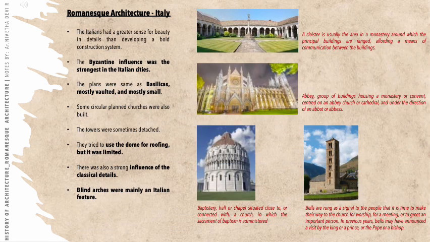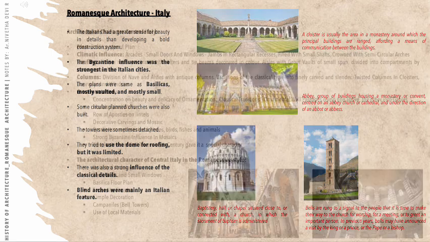The Italians had a greater sense for beauty in details than developing a bold construction system. The Byzantine influence was the strongest in the Italian cities. The plans were the same as basilicas, mostly vaulted, and mostly small. Some circular plan churches were also built. The towers were sometimes detached. They tried to use the dome for roofing, but it was limited. There was also a strong influence of the classical details. Blind arches were mainly an Italian feature.